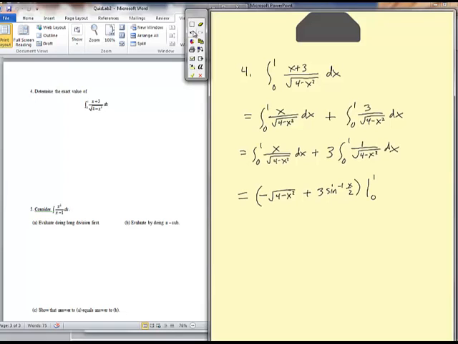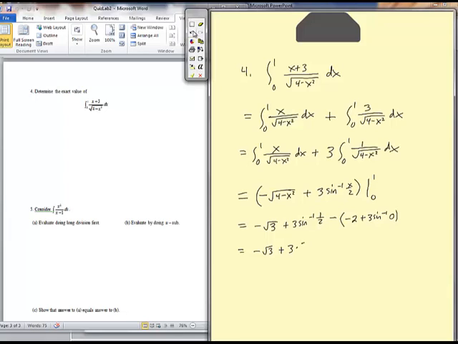And then by the fundamental theorem of calculus, evaluate this from 0 to 1. So when the 1 goes in, 1 squared is 1, 4 minus 1 is 3. So you have negative square root 3 plus 3 inverse sine of 1 half, minus, and then when the 0 goes in, 0 squared is 0, 4 minus 0 is 4, square root of 4 is 2, pretty easy. So we have negative 2 plus 3 inverse sine of 0.